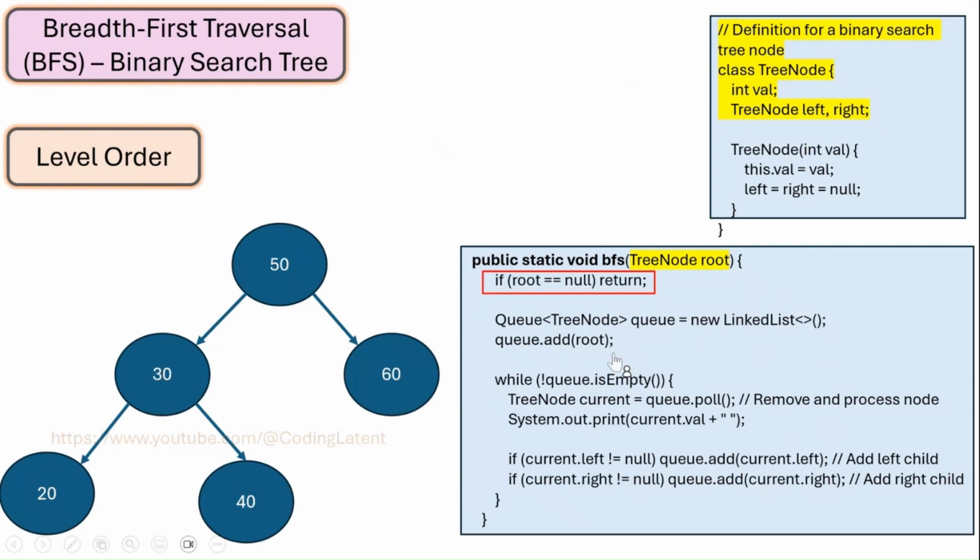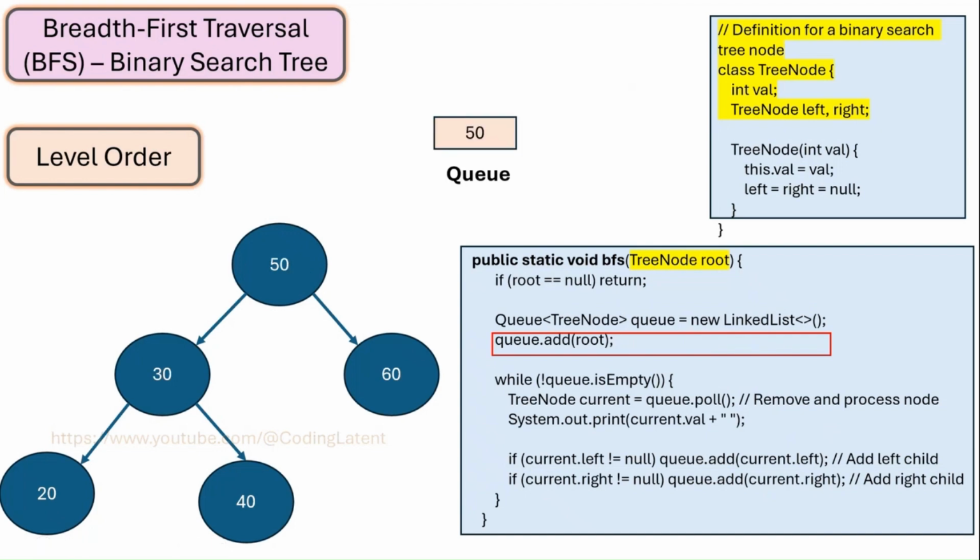So BFS will be called with the tree node root, which is 50. Now root is not equal to null for this tree, so we'll declare the queue and we'll add 50 to the queue, right? Why a queue? Because we need to visit first in, first out. Basically the first level we need to visit first. So 50 was added first and we want to visit it first. That capability the queue data structure gives. That's why we use a queue in a breadth first search traversal or level order traversal.